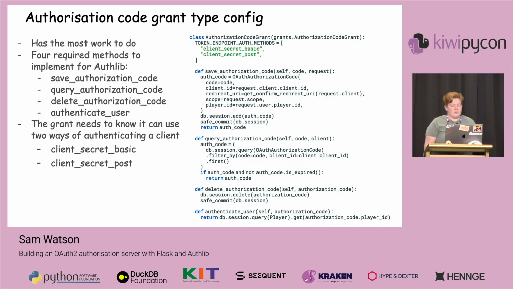Client secret basic means we use an encoded value in the authorization header of the request, and client secret post means we track the client ID and encoded client secret in either the URL parameters or the post body of the request.